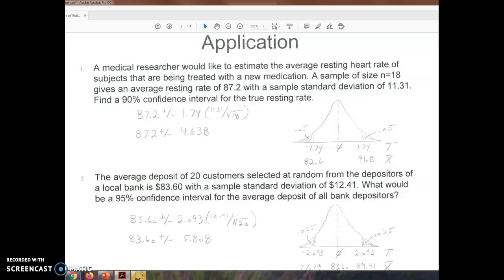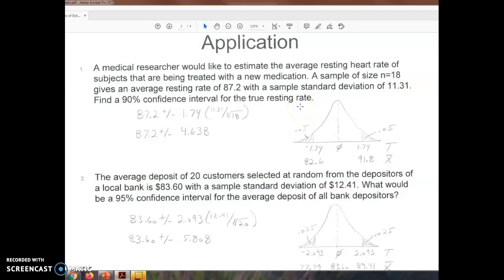Okay, let's take a look at this application and practice the t-distribution. It says a medical researcher would like to estimate the average resting heart rate of subjects that are being treated with a new medication. A sample size of n equals 18 gives an average resting rate of 87.2 with a sample standard deviation of 11.31. Find a 90% confidence interval for the true resting rate.